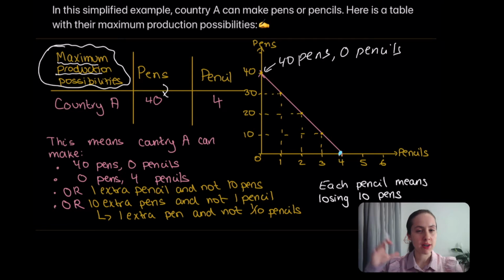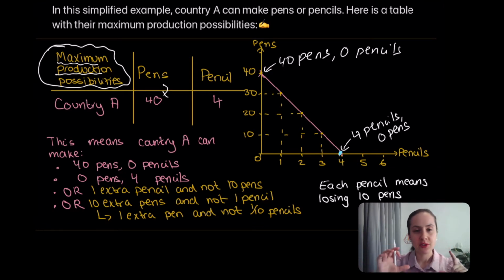I mean, the table isn't great to illustrate what's going on, but hopefully the graph makes it a little bit more clear. Country A, if it dedicated all of its resources instead to pencils, can only make 4 in this hypothetical situation. So this is another point on their maximum production possibility frontier, where country A can make 4 pencils and 0 pens if it uses all of its resources.